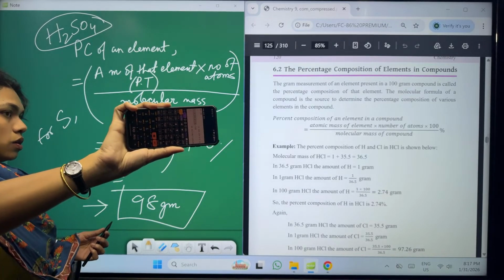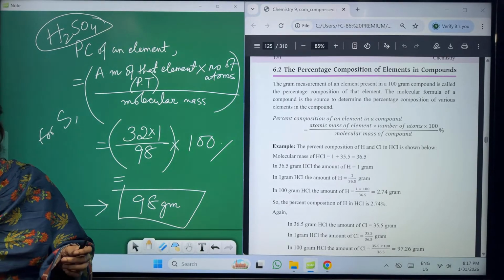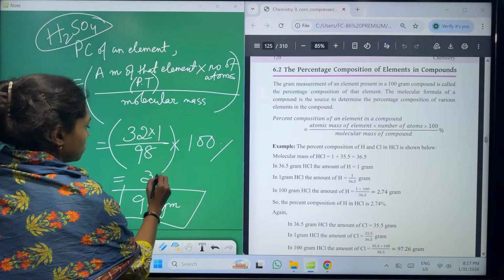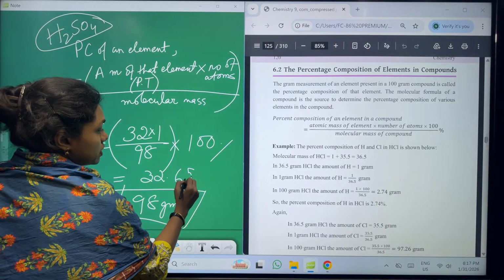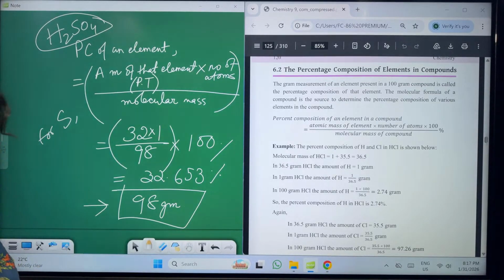32.653%. This is the required percentage composition of sulfur.